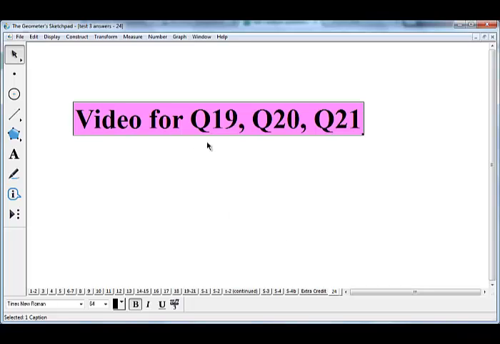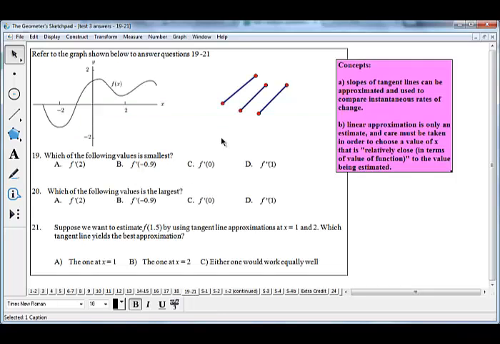This is the video for question 19, 20, and 21. If you only got one or two of them wrong, sorry, you're stuck watching the whole video anyway, but maybe you'll learn something. So the basic idea for all three of these is to think about the slopes of tangent lines and actually compare the instantaneous rates of change at different points of x.